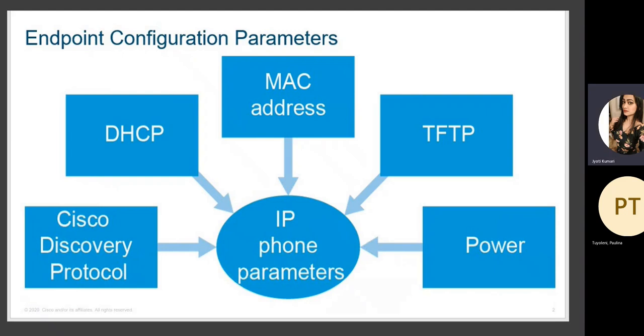Endpoint configuration: we discussed that there are some protocols and some configuration processes that the IP phones go through, like power. It needs CDP to get the VLAN information. It needs DHCP for IP configuration. The MAC address is used for the registration process, so it can be manual or auto. And TFTP is the CME itself, which provides the configuration files.